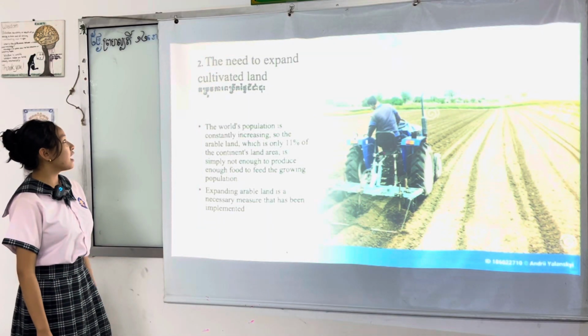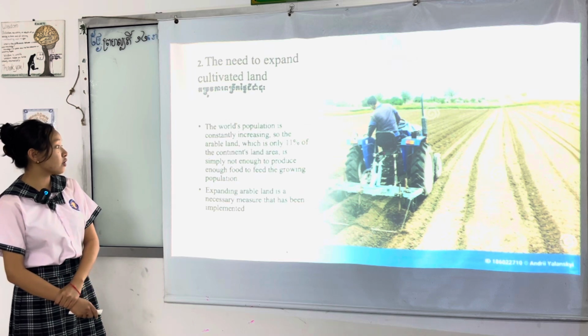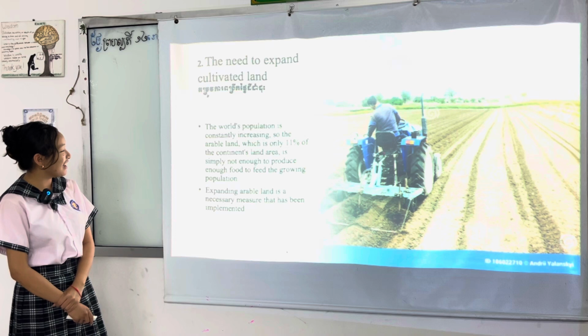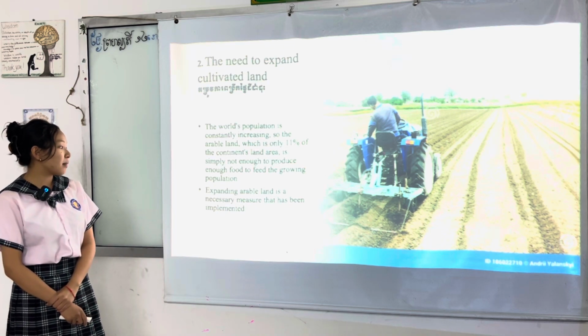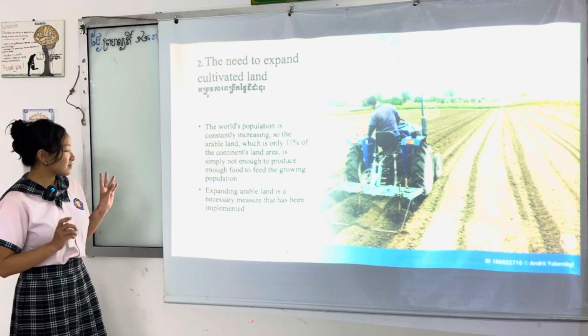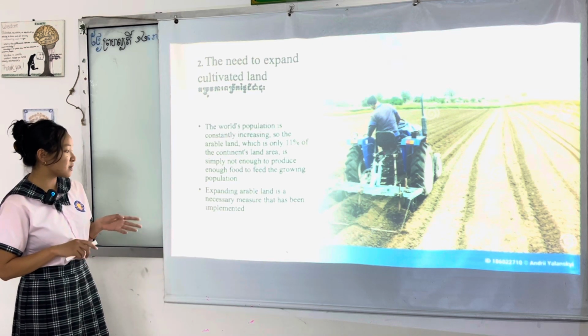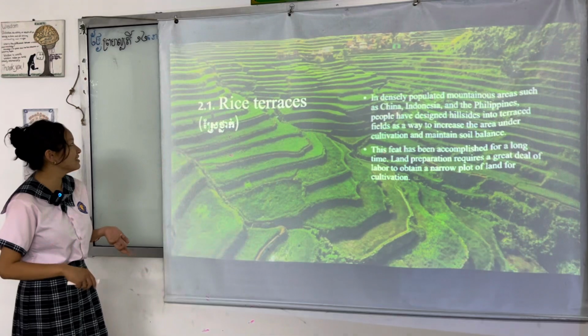The need to expand cultivated land. The world population is constantly increasing, so arable land, which is only 11% of the continent's land area, is simply not enough to produce enough food to feed the growing population. Expanding arable land is a necessary measure that has been implemented by the government and everyone else.